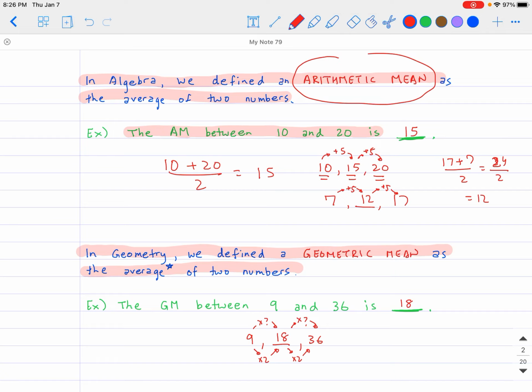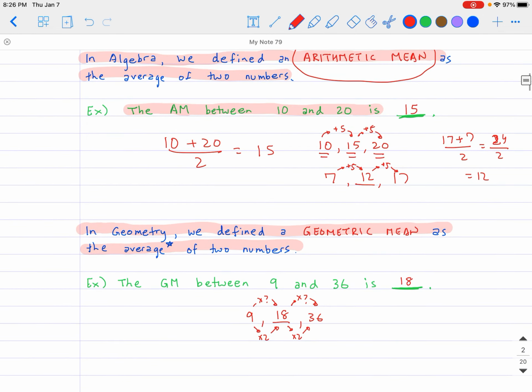Now, the question is, how do you get that 18, which is the geometric mean in this case? And this is where all the sequencing comes in handy, because here's how you're going to set it up. If I take 9 multiplied by some number, which we're going to go ahead and call r, that is going to be equal to the geometric mean. And then if we take that middle number, which again is our geometric mean, times r, that will get us to the 36.